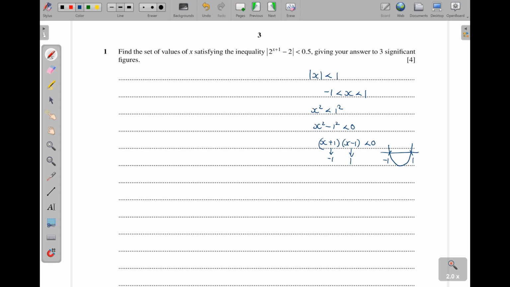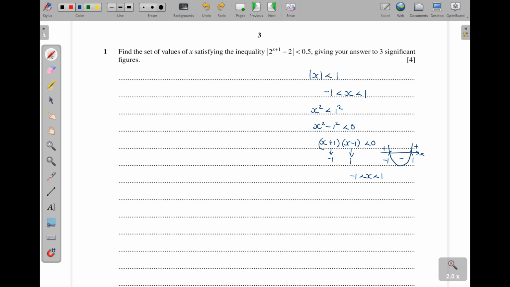Now, we want a region which is negative, less than 0. So this is the one below the x-axis, while this one is above, and this one is above. So that means we are going to say -1 less than x less than 1. That is the solution here. So when they give you modulus signs on one side, and it is less than something, you should know that it stretches from the negative of that to the positive.